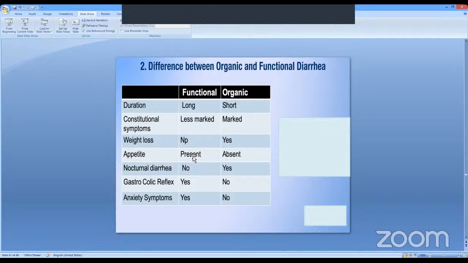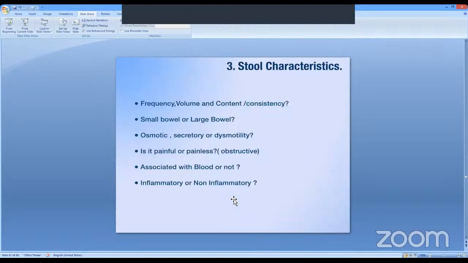Appetite is present in functional, and in organic the appetite is absent. But again, remember, chronic pancreatitis causing diarrhea is usually associated with good appetite. Nocturnal diarrhea: no in functional, but in organic there will be a history of nocturnal diarrhea. Gastrocolic reflex: yes in functional, no in organic. And anxiety symptoms: as it is functional, there will always be some anxiety component. In organic, there will be no such thing.